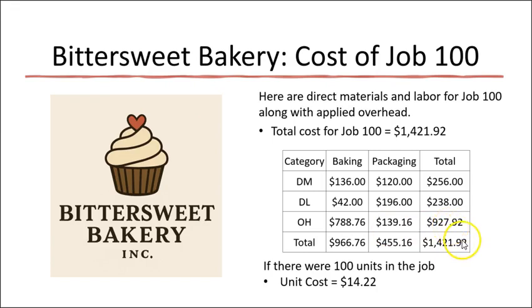That means the total cost for job 100 would be $1,421.92. Remember, these direct material and direct labor amounts would be given, and we probably would have to calculate the overhead rates and the overhead applied for each of the departments. Okay, $1,421.92. Well, if there were 100 units in the job, simply divide this total job cost by the number of units, and we have a unit cost of $14.22.